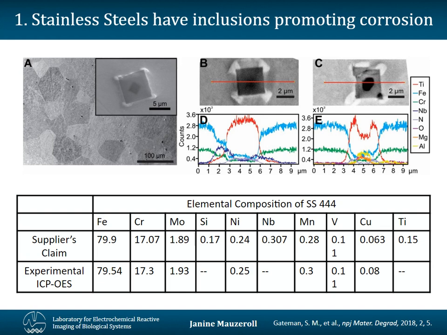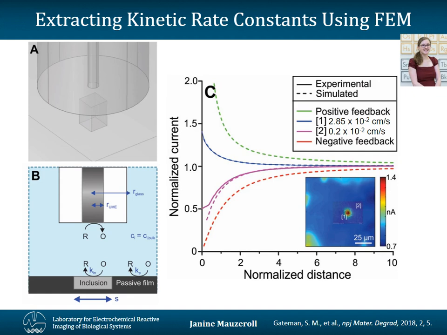Now, if you've ever worked in the corrosion field, you know that alloys cannot be considered as a uniform substrate, just like a piece of platinum or gold. In fact, they have a lot of inclusions which end up being corrosion initiators. Here you have a stainless steel 444 in the top panel that has these cubic inclusions. And these cubic inclusions ended up being the corrosion initiation site in this type of alloy. And industrial companies are very interested in knowing, well, how detrimental are they? And SECM can be quite good at providing a number.